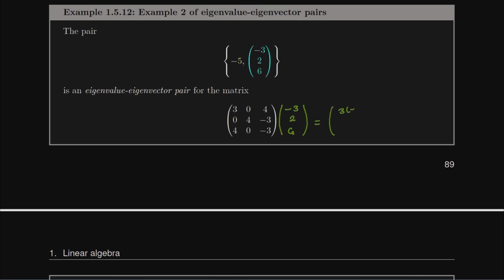Well, it'd be 3 times negative 3 plus 0 times 2 plus 4 times 6 in the first row. It'll be 0 times negative 3 plus 4 times 2 plus negative 3 times 6 in the second row. And it'll be 4 times negative 3 plus 0 times 2 plus negative 3 times 6 in the third row. What you're going to get out of this is 15 and then negative 10 and then negative 30. But wait a minute, 15, negative 10, and negative 30 is exactly negative 5 copies of the vector you started with. And so the direction is still preferred, and it turns out we've got negative 5 copies of that vector.